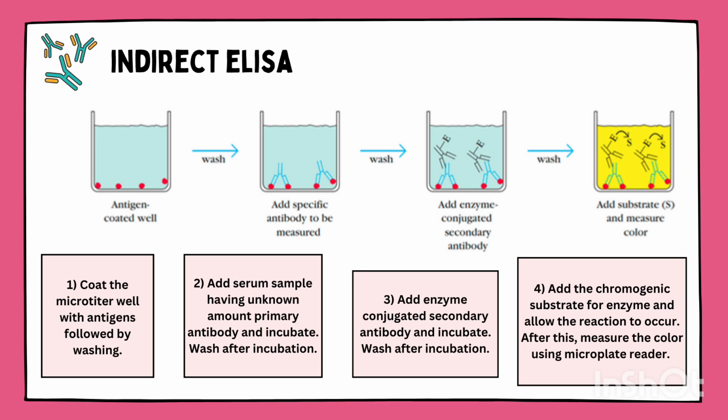This type of ELISA is called indirect because the enzyme which is causing the color reaction is conjugated with the secondary antibody, which is not directly bound to the immobilized antigen on the well. In case of indirect ELISA, we measure the amount of antibody present in the serum sample. Here, the absorbance is directly proportional to the amount of antibody present in the serum sample. Indirect ELISA is used in diagnostic tests for AIDS.